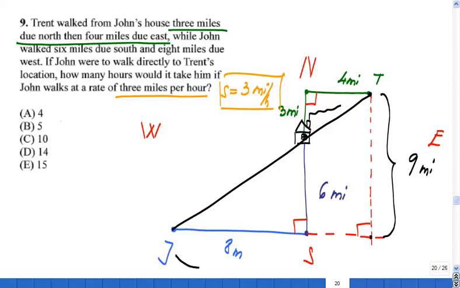And I also know the other side of my right triangle, the right triangle that I'm getting with the distance from John to Trent and the two lines intersecting at a 90-degree angle, the one that's west-east and the other one north-south, right? How big is that line? Well, this one here is 4 miles because we have a rectangle, as you can see.